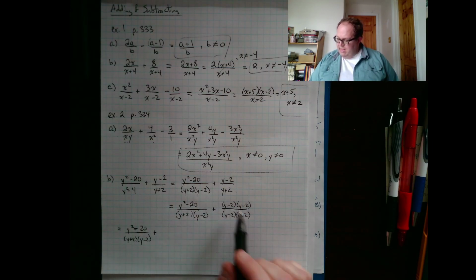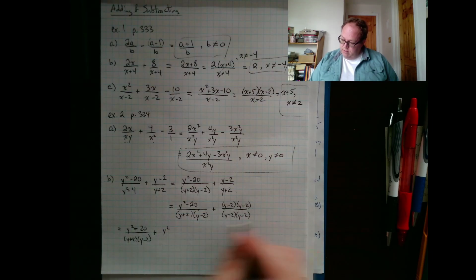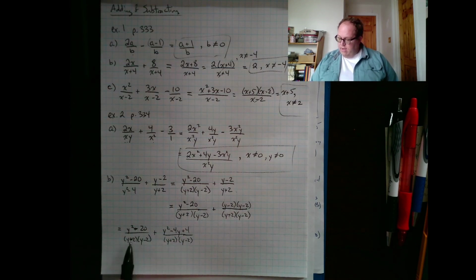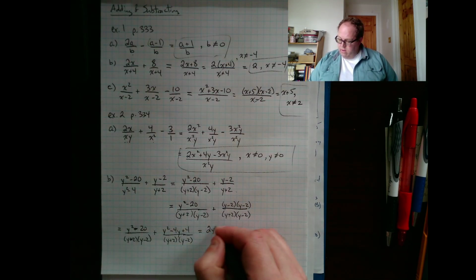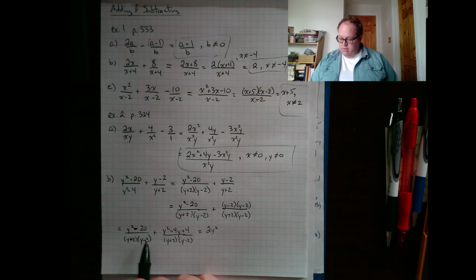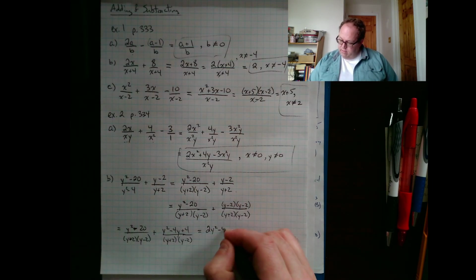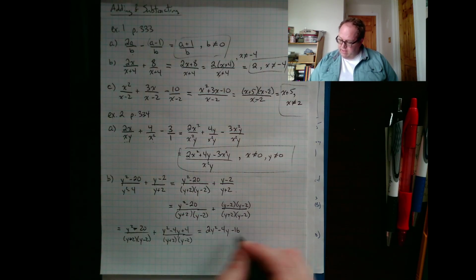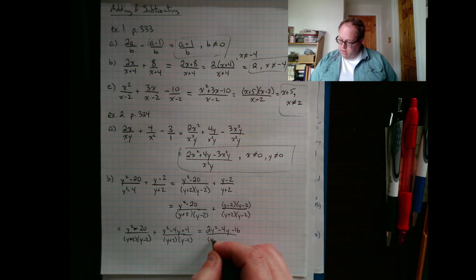It's easiest to add these if your numerator is all expanded out. So that's going to be y squared minus 4y plus 4 over y plus 2 times y minus 2. And now I can add across. And I'd end up with y squared plus y squared, which is 2y squared. No y's minus 4y's, 4y. And negative 20 plus 4 is negative 16 over y plus 2 times y minus 2.